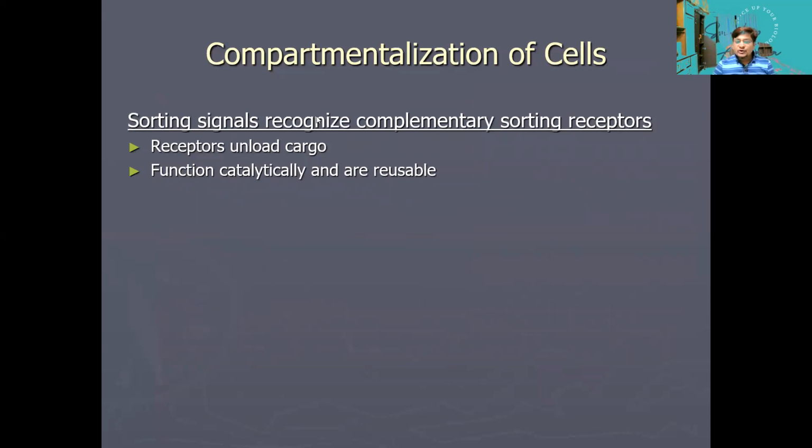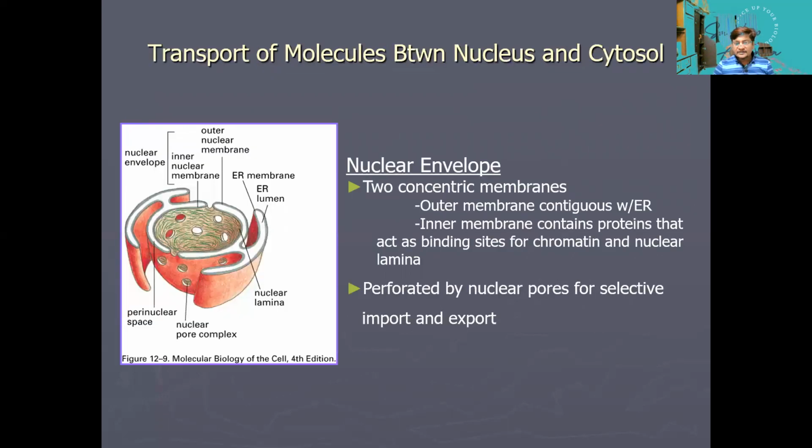Now, the sorting signals recognize the complementary sorting receptors. It's like papers that are required to get into some kind of warehouse. So they'll be checked, and once it is checked, the cargo, which is the moving protein, can be unloaded, and those receptors can be used time and again. They are reusable, and they can function catalytically.